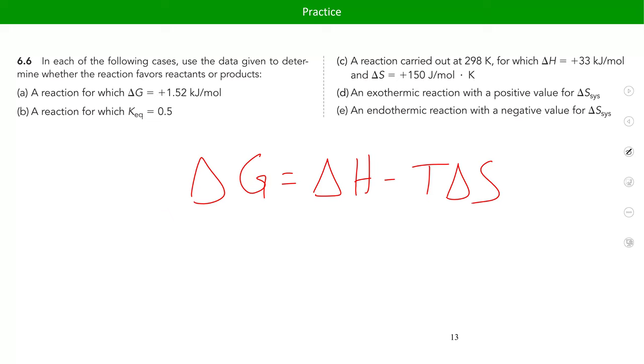The exact opposite case, an endothermic reaction. So delta H favors non-spontaneity. And a negative value for delta S also favors non-spontaneity. It doesn't matter the temperature, it's going to be non-spontaneous, which means it favors reactants at all temperatures.